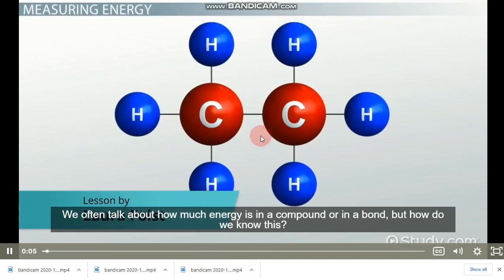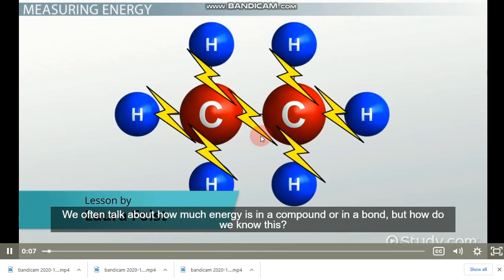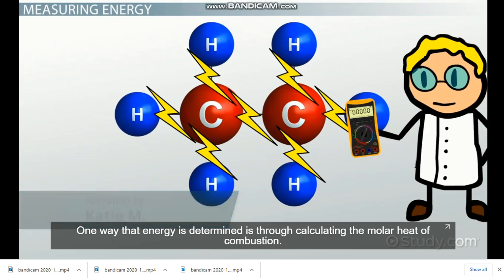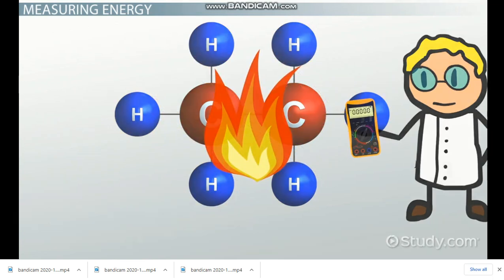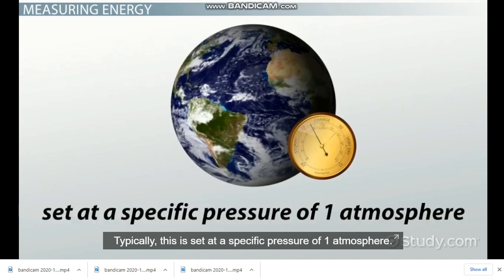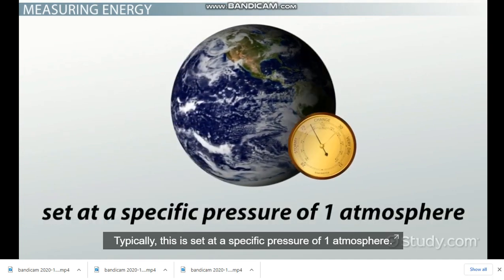We often talk about how much energy is in a compound or in a bond, but how do we know this? One way that energy is determined is through calculating the molar heat of combustion. The molar heat of combustion is how much heat is released when we burn 1 mole of a compound. Typically, this is set at a specific pressure of 1 atmosphere.